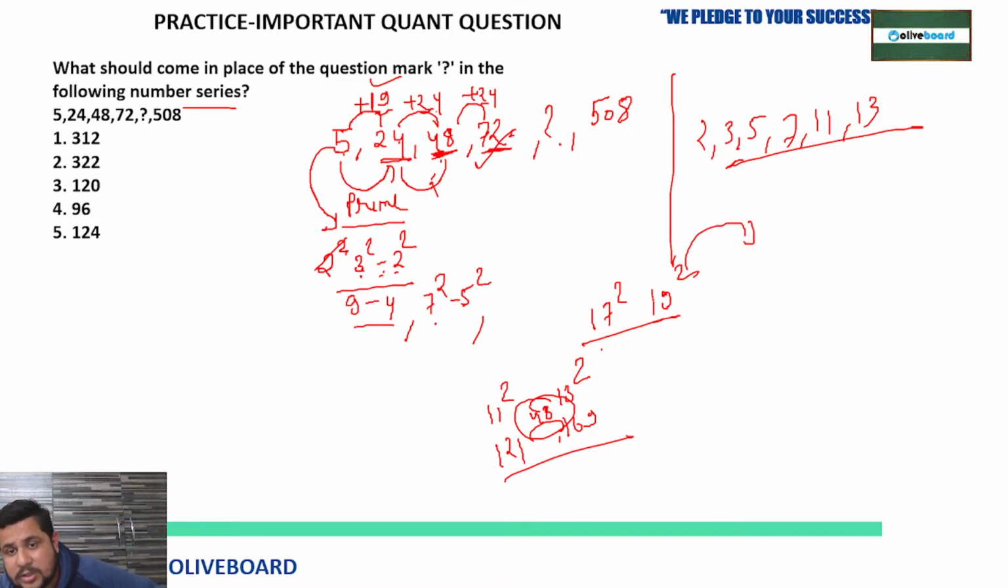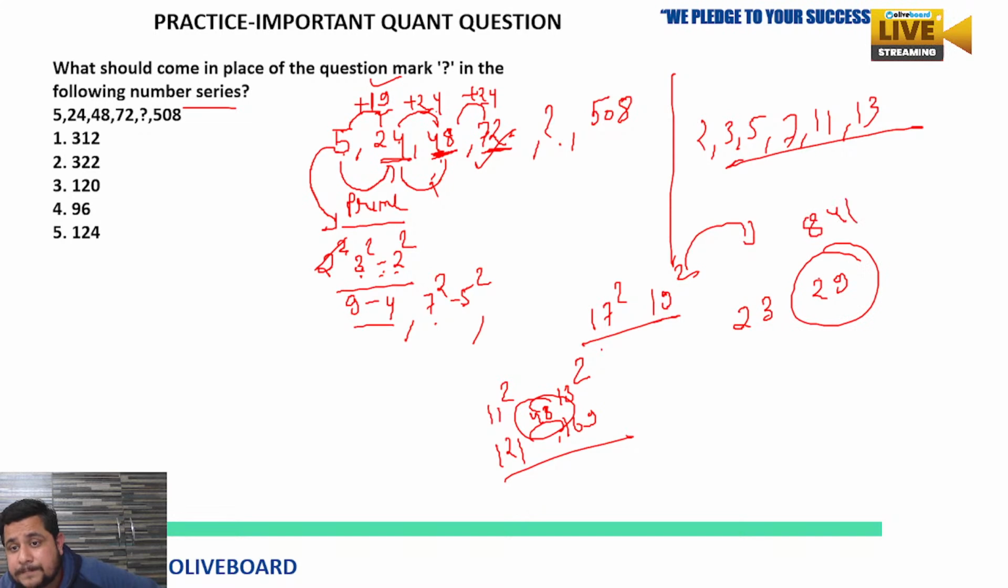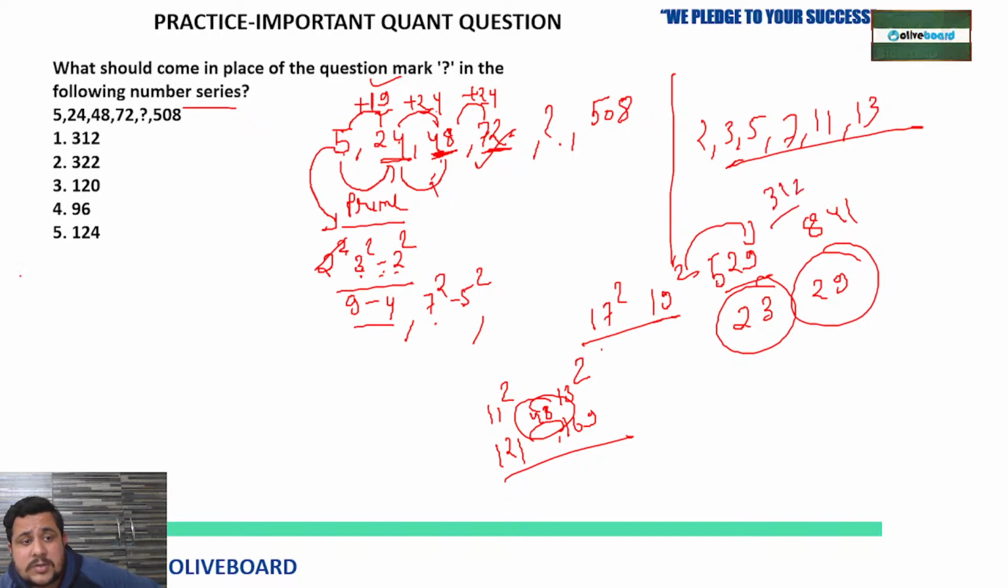Okay, as per the logic which we have followed so far, the next two prime numbers are 23 and 29. So 29 square is 841, and the square of 23 is 529. Is this clear? And their difference will be what? Their difference is 312. So is this available? Yes, it is available in option first.